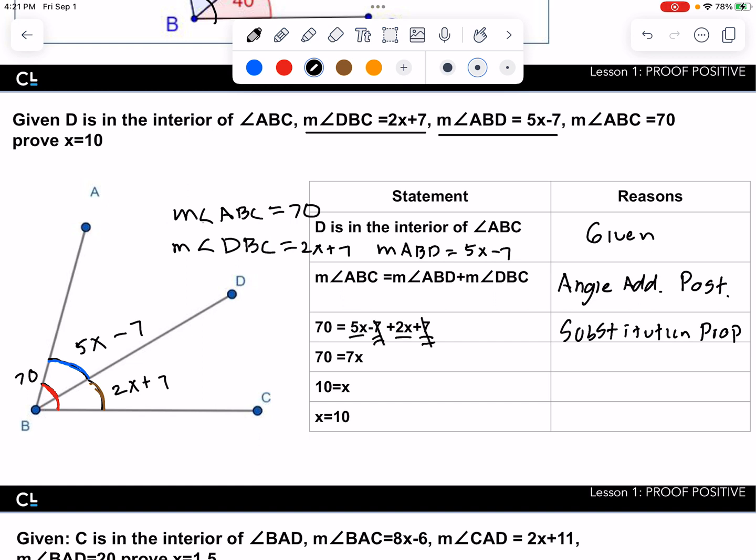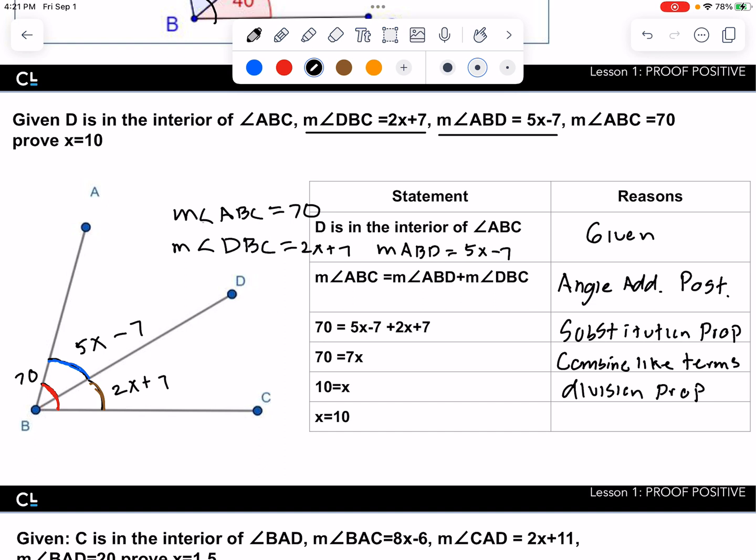Okay, I didn't move anything over. I just added things that were on the same side. So the rule is combine like terms. If they're on the same side, I can combine them. They're like terms. Now I need to get rid of the 7. It's 7 times x. So to get rid of it, I have to divide. When I divide 70 by 7, I get 10. So that was the division property because I divided by the 7 to get rid of it.